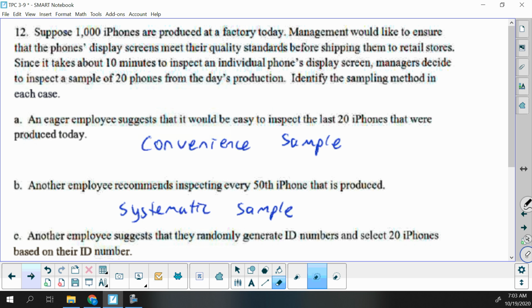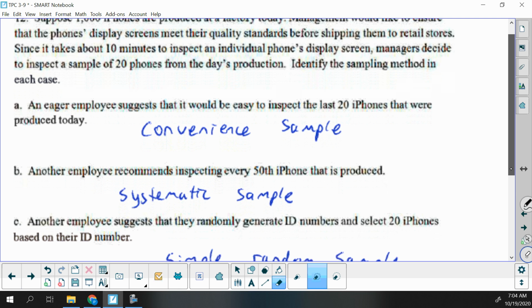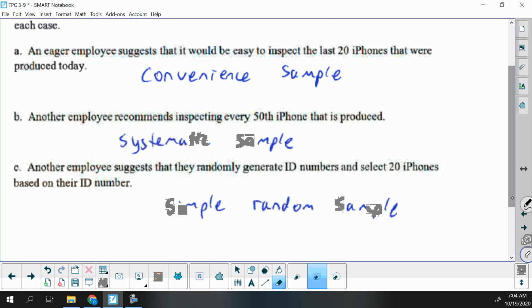Number 12A, researchers doing what's easiest for them, so that's a convenience sample. In B, it's some pattern, every 50th iPhone, so that's a systematic sample. And because in C, all of them have a chance of being selected, that's a simple random sample.